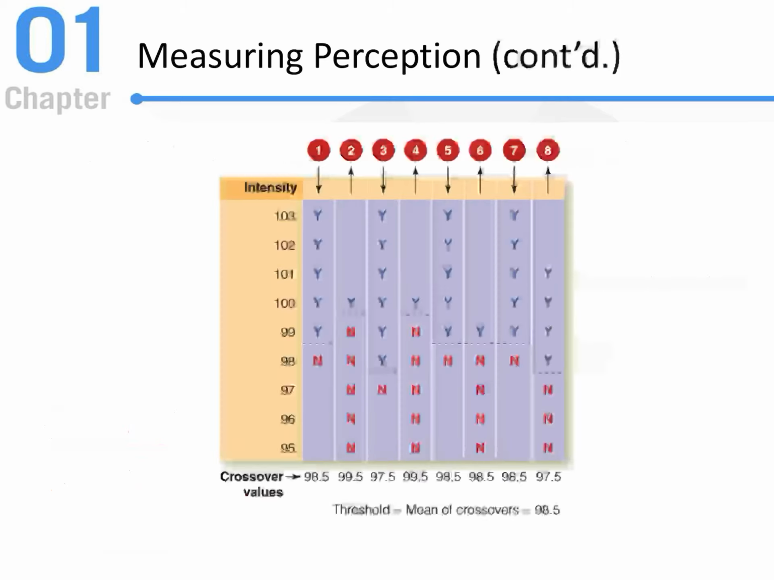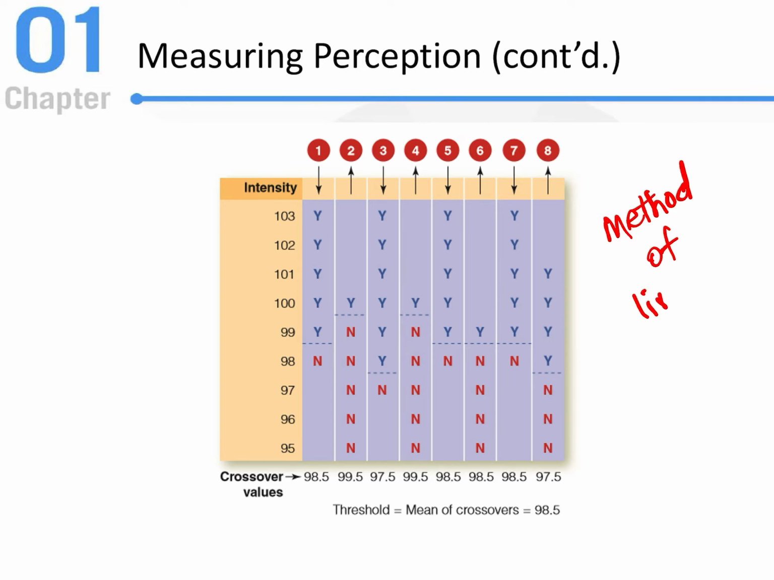So here's an example. This is using the method of limits to determine the absolute threshold. If you were, this is the intensity, and we're not going to use the actual experiment. Let's just say this is sound, the intensity of sound, just for ease.